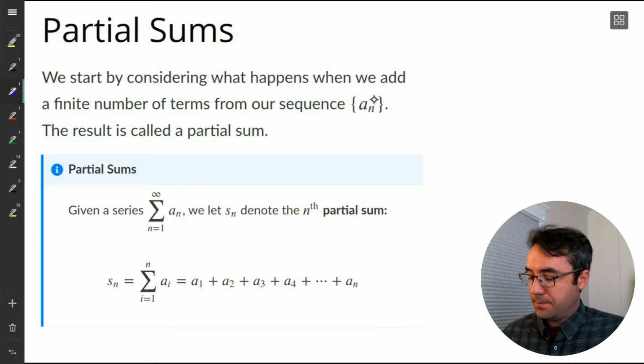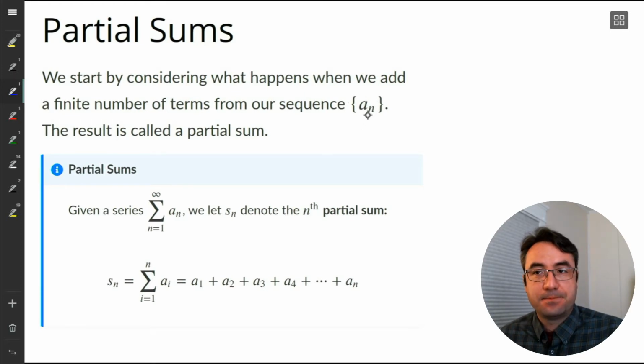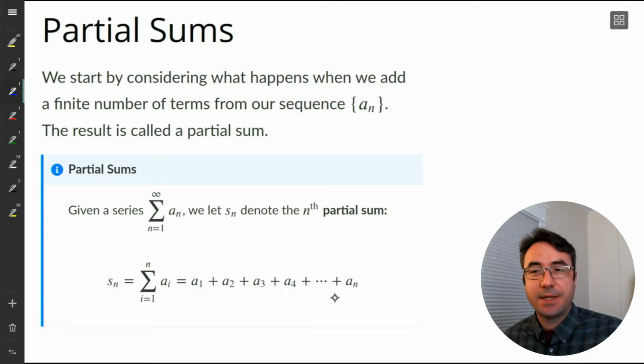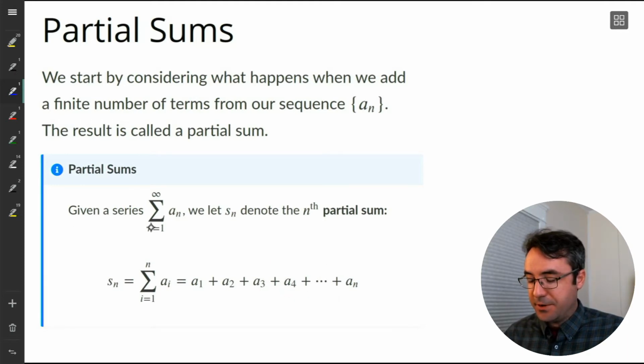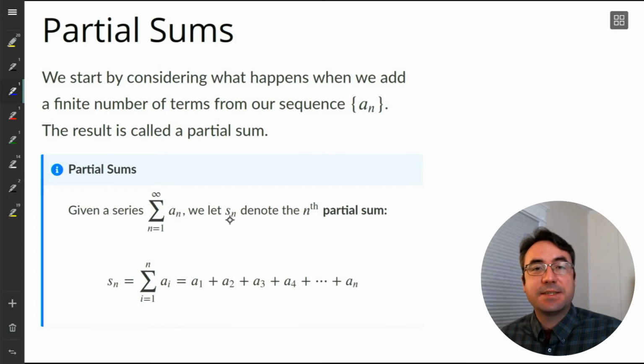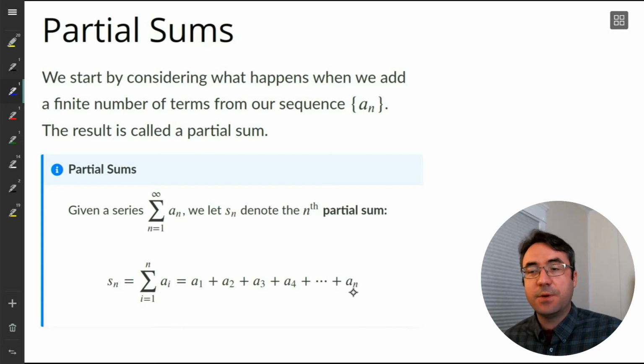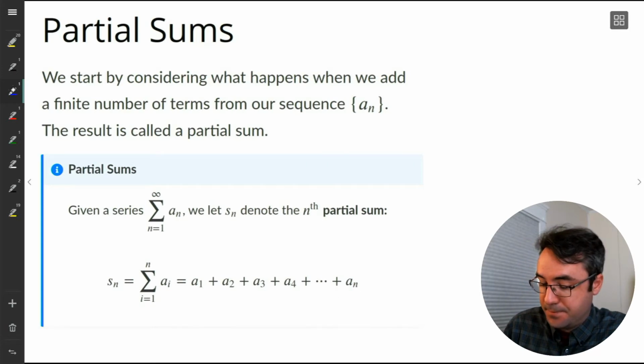All right, so we're going to start with our sequence a_n. And the partial sum is where we just take the first few terms of that sequence and add them all together. So given a series sigma a_n, we're going to let our partial sum S sub n denote the nth partial sum, and this is where we take the first n terms of our sequence and add them together.